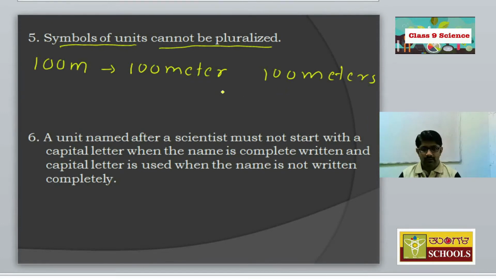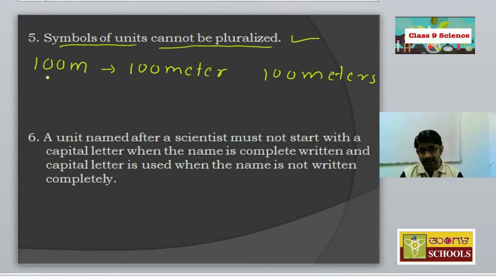In English, we are using so many plurals. If a boy is there, you say a boy. If there are two boys, then you say two boys. You are making the plural form, isn't it? But you must not do that in this case. For the symbols of units, you have to take care, they cannot be pluralized.